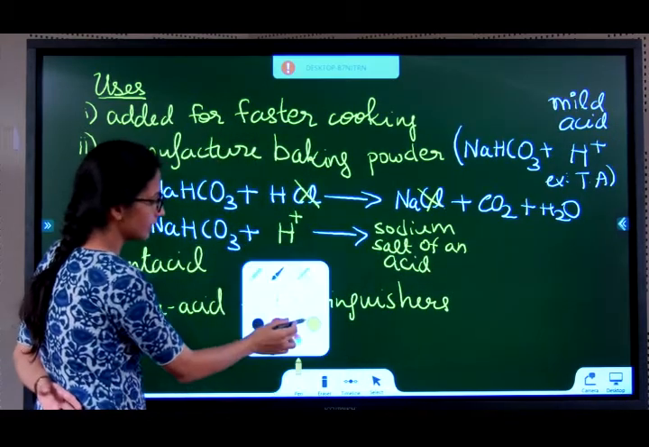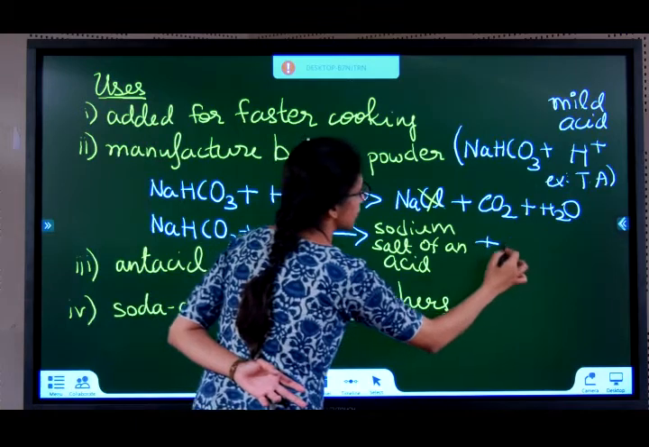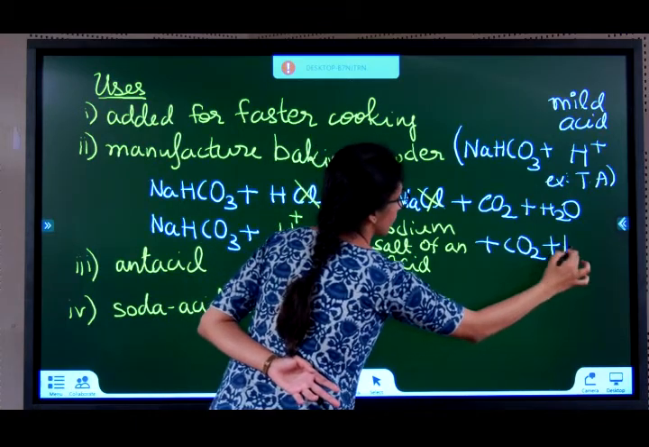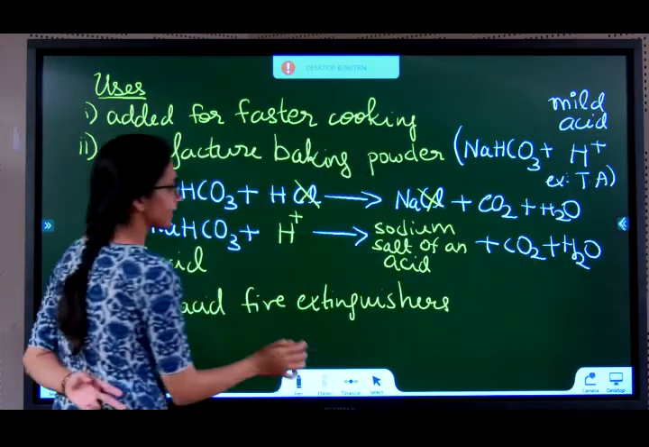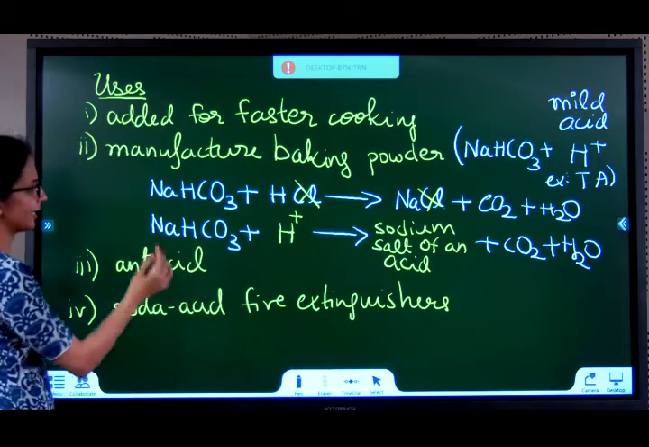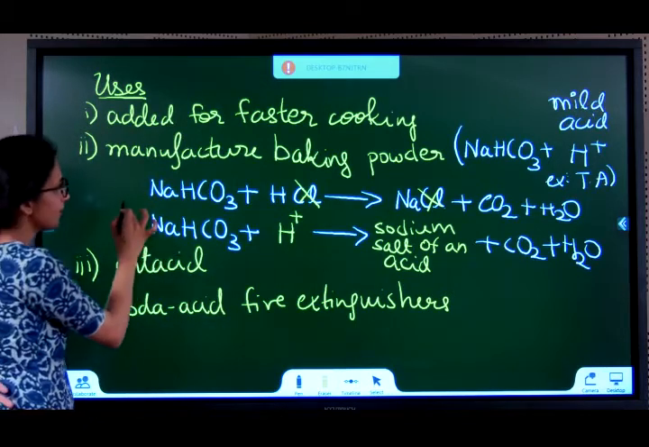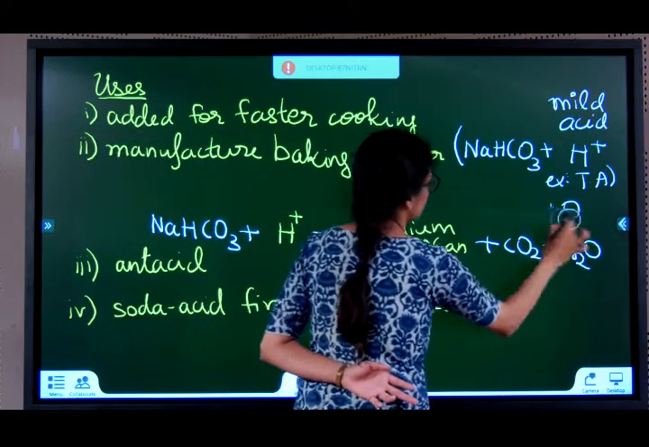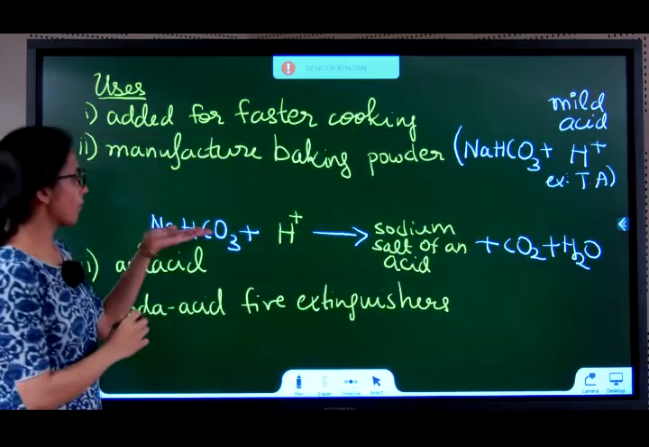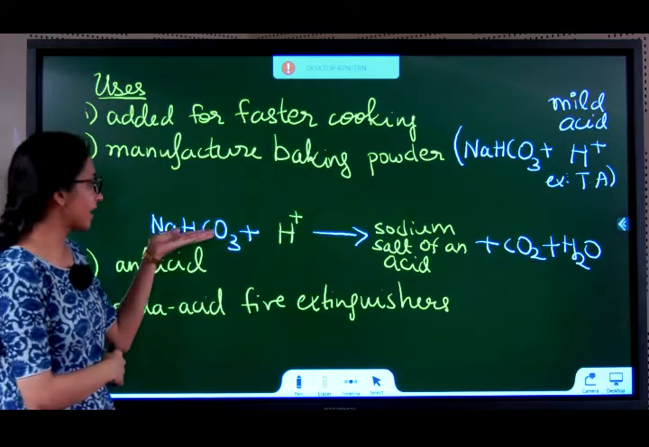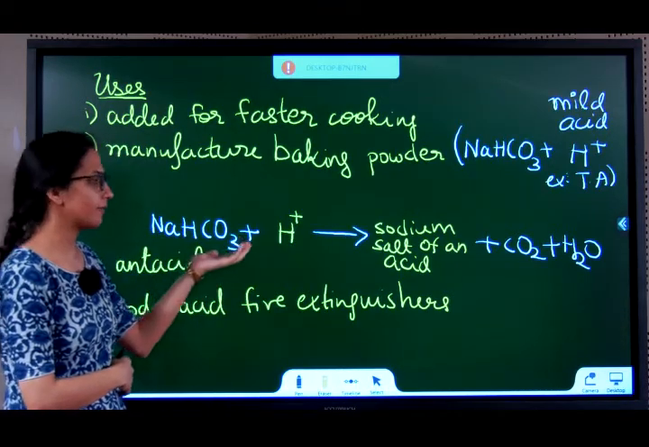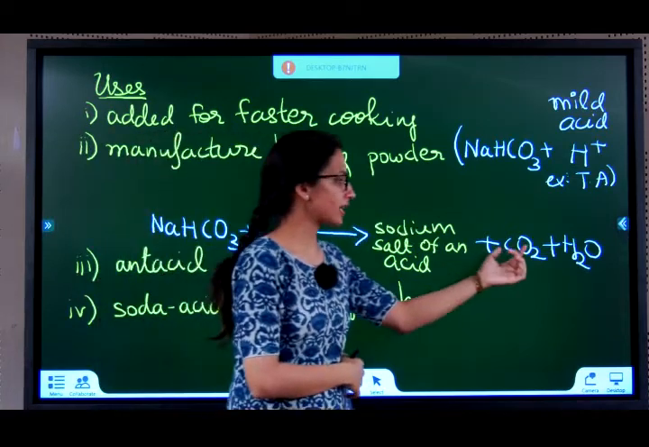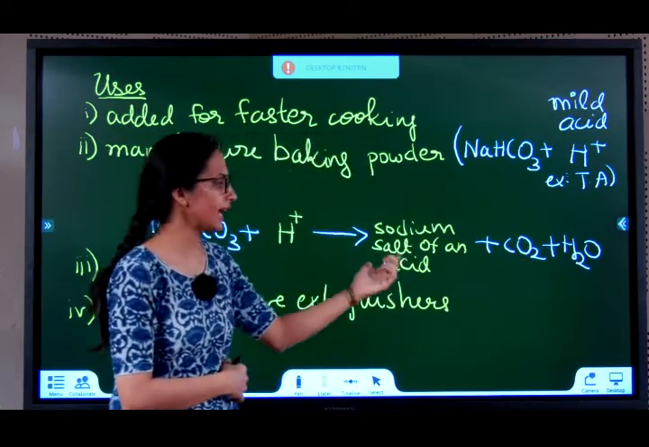Now, along with that, you have normal CO2 and H2O. This is the reaction given in your textbooks. It's a little difficult to understand directly, which is why I took this example. You don't have to write this. So we can therefore say, when sodium hydrogen carbonate and an acid is heated up, you get carbon dioxide, water and sodium salt of an acid.